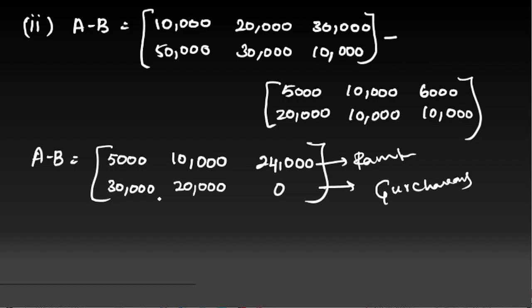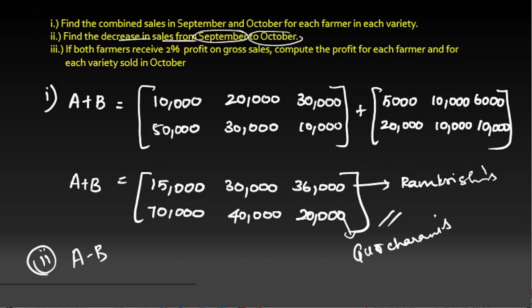Okay, Gurcharan's, and this is Ram Krishan's. Clear? Now moving on to the third subdivision. Let's read the question now. See, both the farmers receive 2% profit on gross sale. Compute the profit of each farmer for each variety sold only in October. So we need only the values that the farmers got in October. So they are going to receive 2% profit on gross sales.